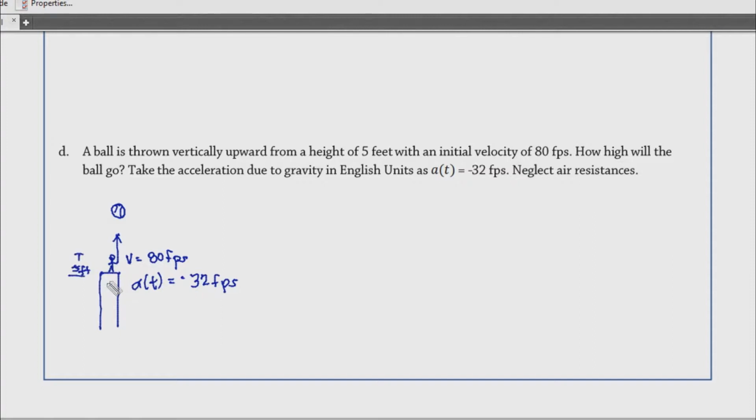Actually, kahit wala ng building dito, no? So, basta may 5 feet siya, kahit wala na to, no? How high will the ball go? So, yun yung question sa atin. Now, applying the concept of integration, we need this distance para mahanap yung highest distance nitong ball after throwing upward. So, we start with the velocity function.